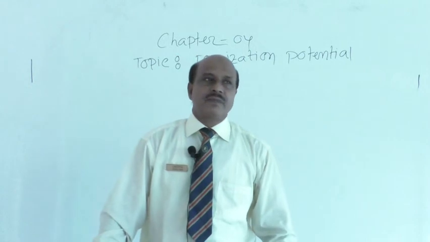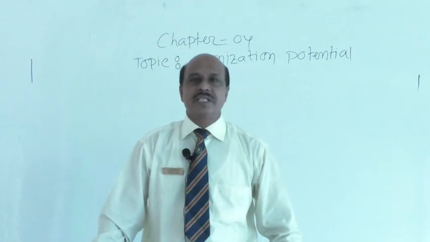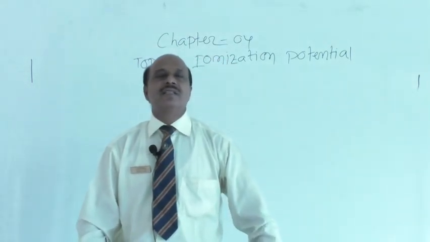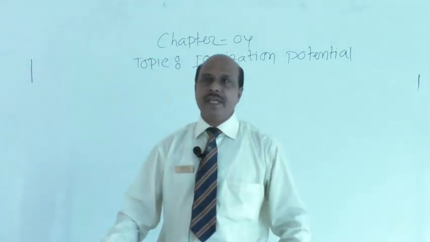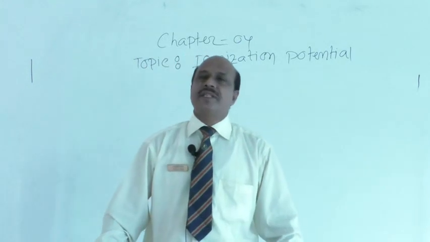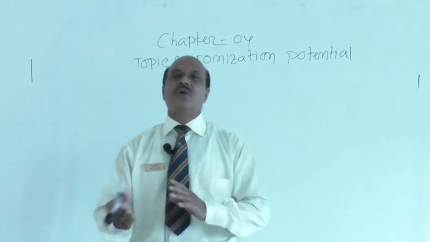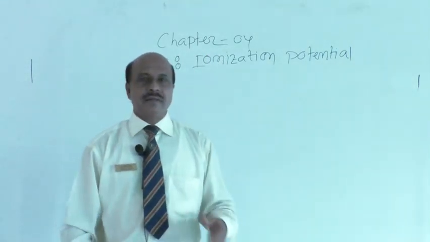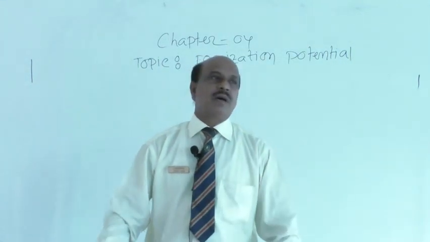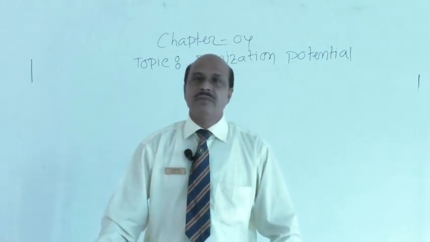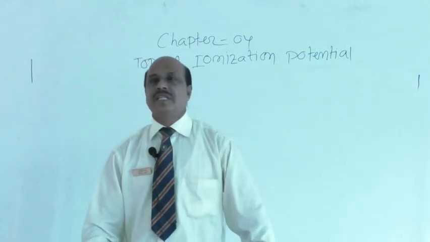The energy which is required to detach one electron from the gaseous state of an atom is called ionization potential. That means if any element wants to achieve the electronic configuration of an inert gas, it needs to release or accept an electron. But the energy required to detach one electron from the outermost shell of an atom in gaseous state is called ionization energy.